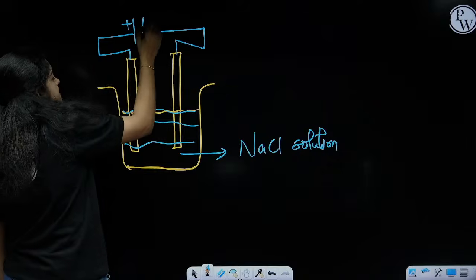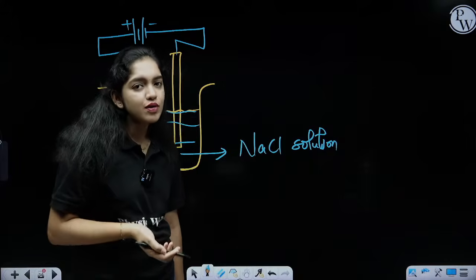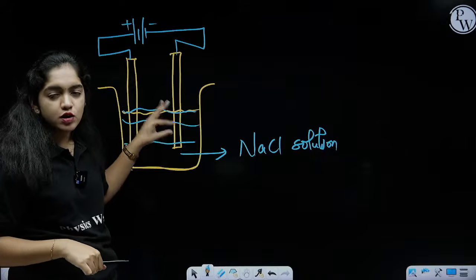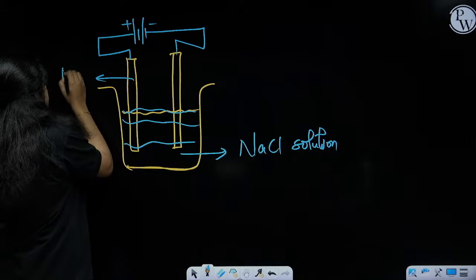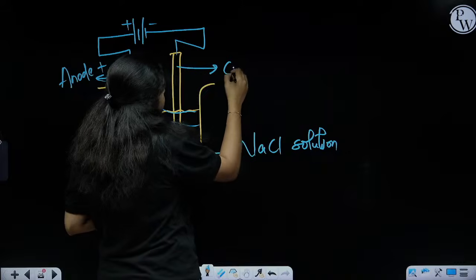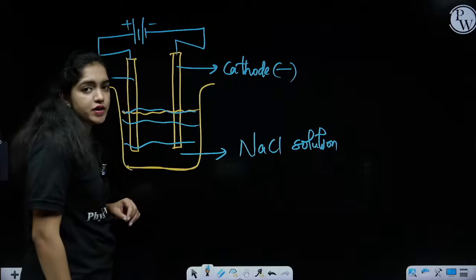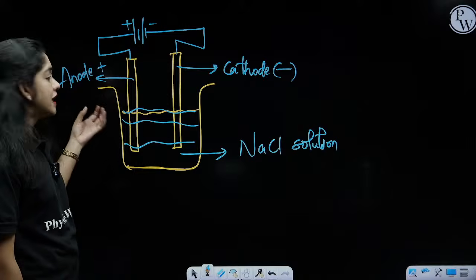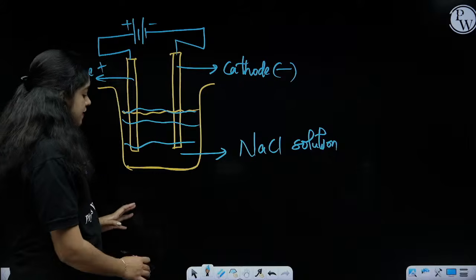So this is positive, this is negative, and we know that in the case of a Daniell cell or electrochemical cell, anode is negative, cathode is positive. But in the case of this electrolytic cell, in electrolysis, anode will be positive and cathode will be negative, just the opposite of the electrochemical cell. Learn it, it is very important in electrolysis. So, for example, this is very important.